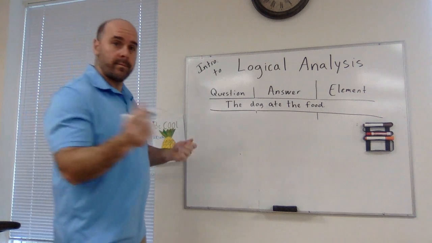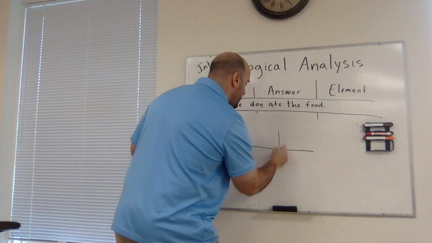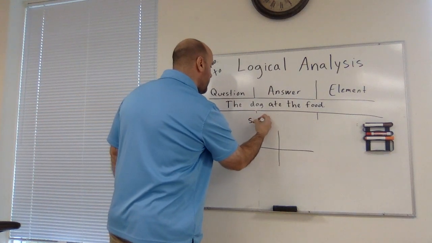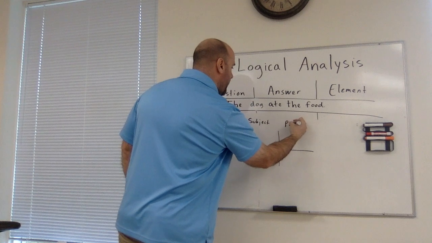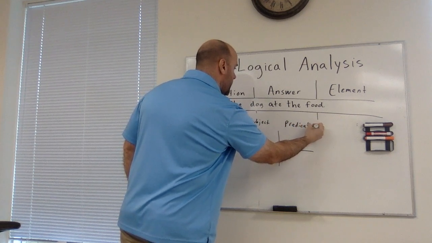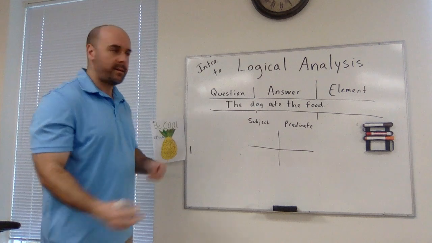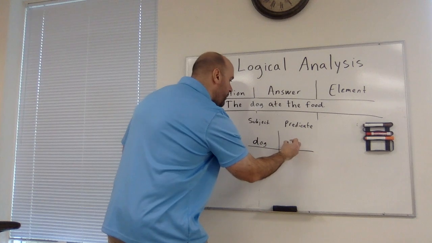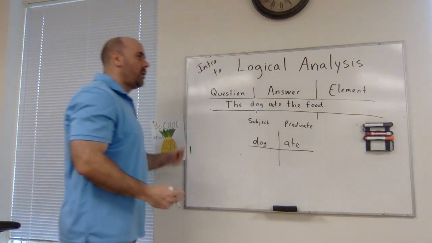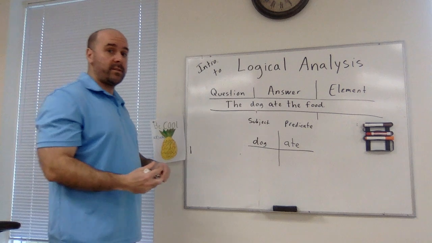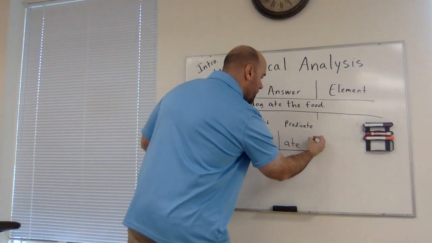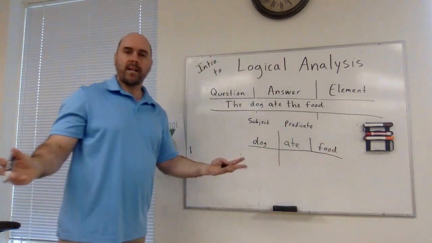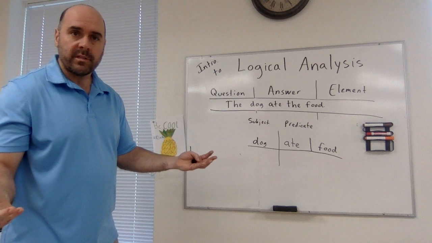Sentence diagramming works like this. That is the fundamental structure. You would always have your subject here and your predicate here. So subject here, predicate here. In this case, dog is our subject, ate is our predicate. Okay? What do we do with food? Well, we're going to do a little thing called the direct object line here. Congratulations, you're mostly done. Everything else now is just modifiers.